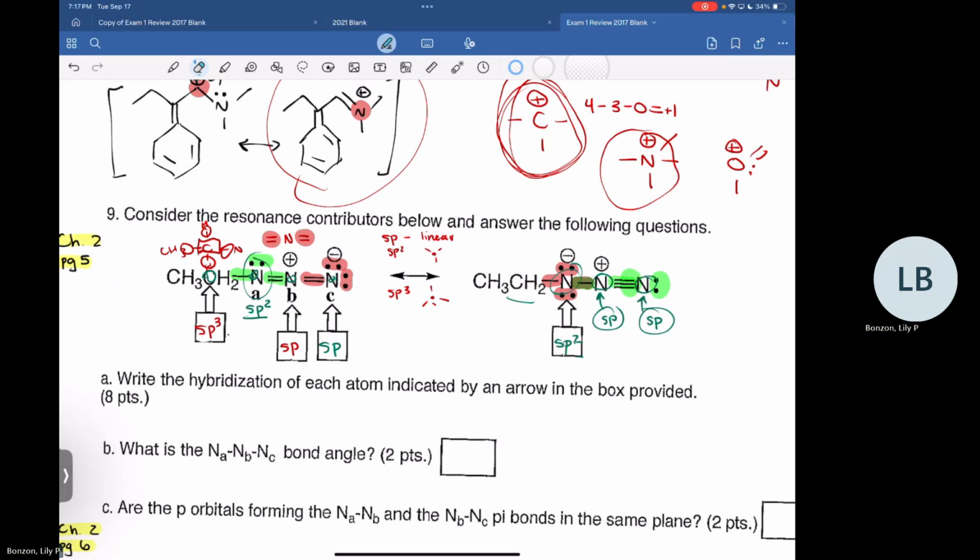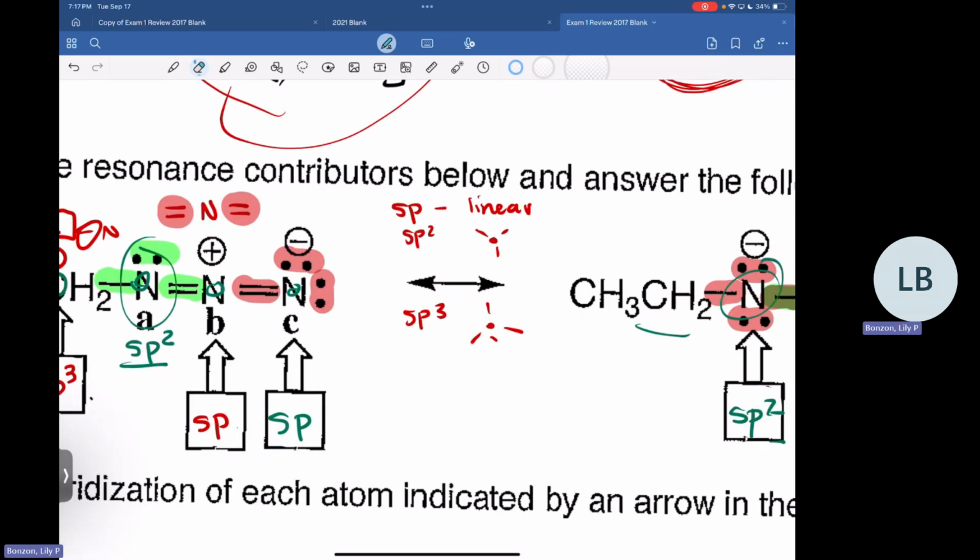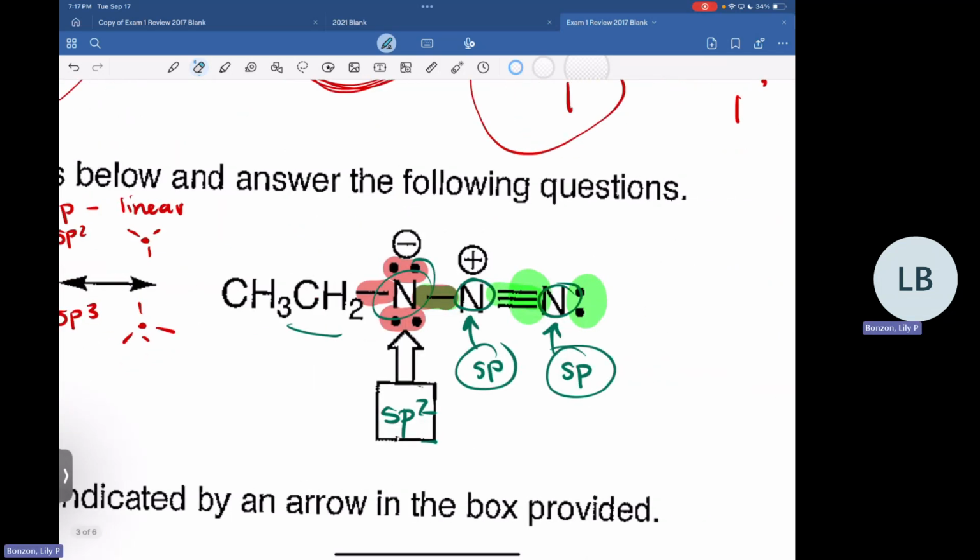Yes. So in the structure on the left, it had 3 regions, so it's sp2. But on the right, it only has 2 regions, the lone pair and the triple bonds. So the lower of the 2 is the sp hybridization in this one. And so that's going to be the final answer. It kind of overrules the sp2.